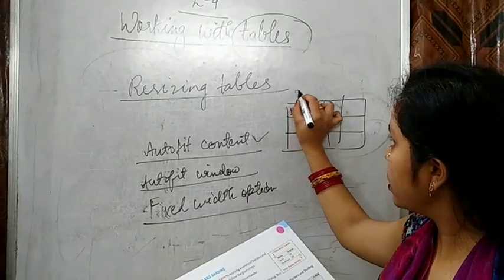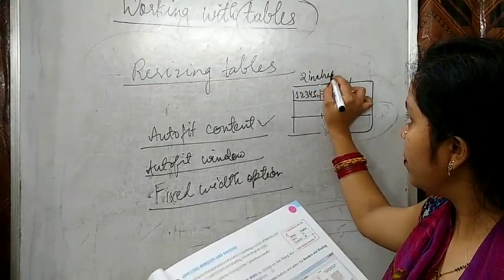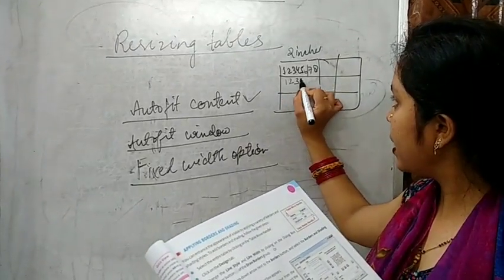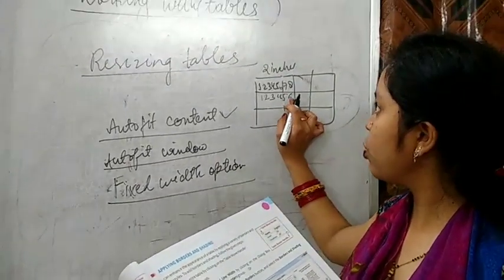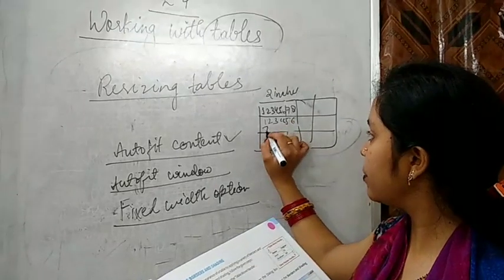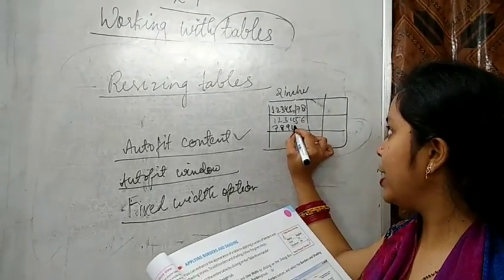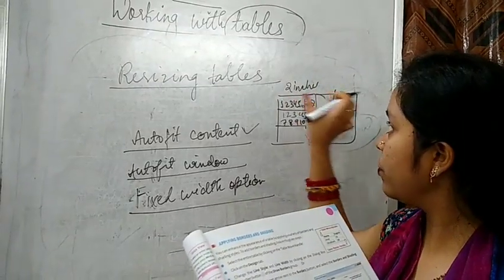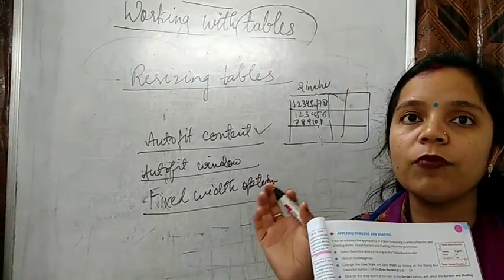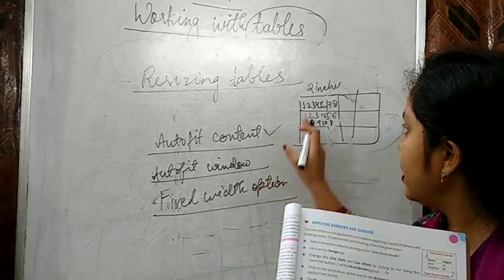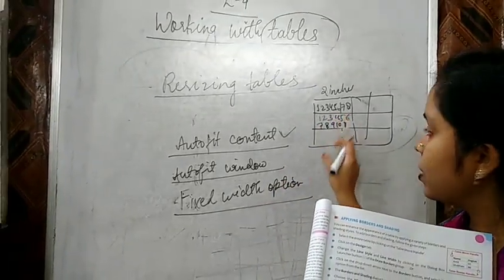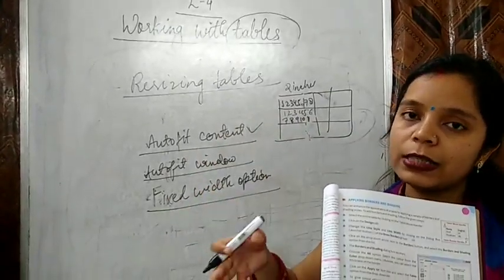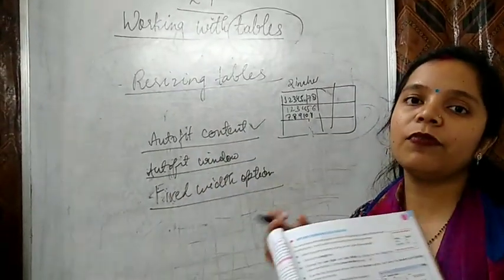If you have chosen 2 inches, it will be fixed to 2 inches only. And suppose you are entering the data in this, and if space is not there, it will wrap your text. It will come to the next line automatically. So it will make the column width fixed, and if data is more, it will wrap the text. It will keep on sending the data to the next line, first line, second line, third line. Like that it will adjust.